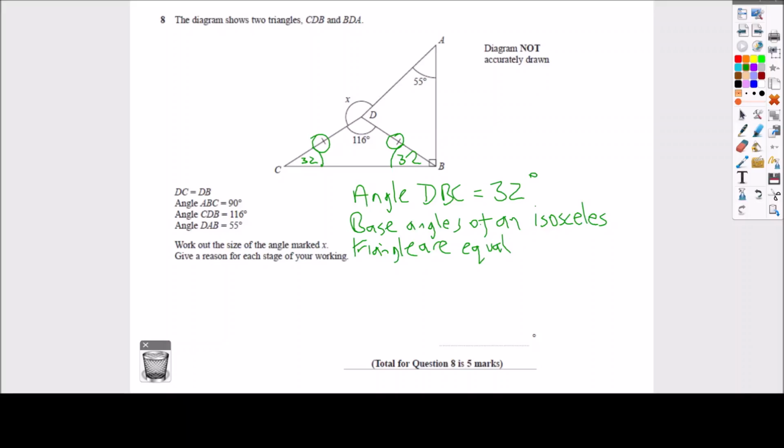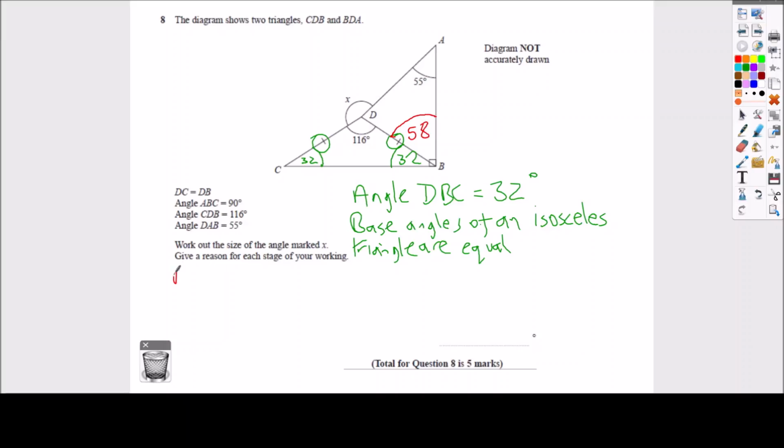Now, because that's 32, this angle here can be worked out because we know that this is a right angle. The angle from C to B to A is 90 degrees because of this little square. Okay, angle ABC is 90 degrees. So angle A to B to D must be 90 take away 32. 90 take away 32 equals 58 degrees.